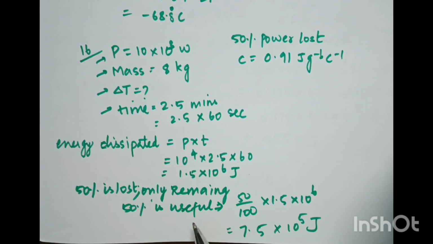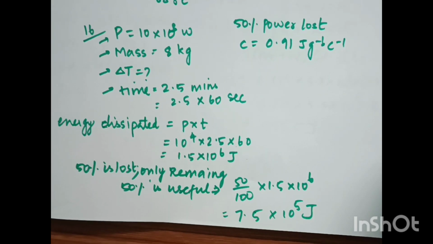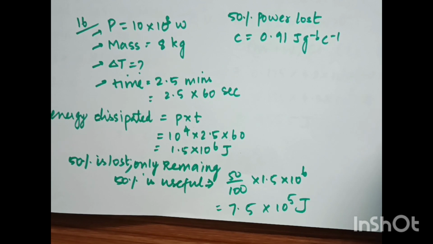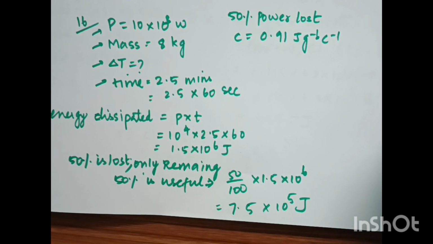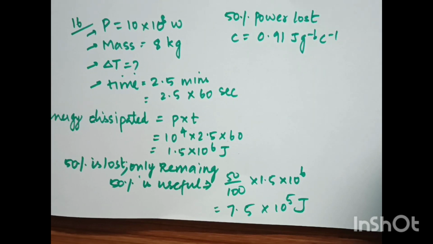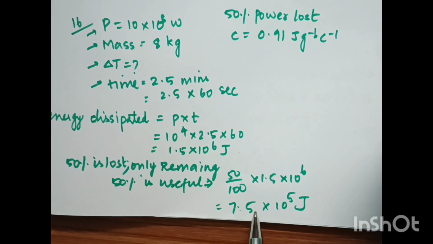We have already seen that. Out of the total energy, only 50% is useful and 50% is lost. So now we want to find the useful energy. What is the useful energy? That is 1.5 into 10 power 6 joule into 1 by 2. So what is the answer? It is 7.5 into 10 power 5 joules.